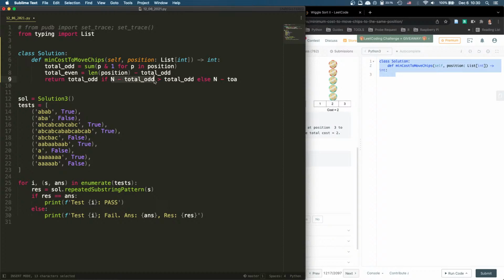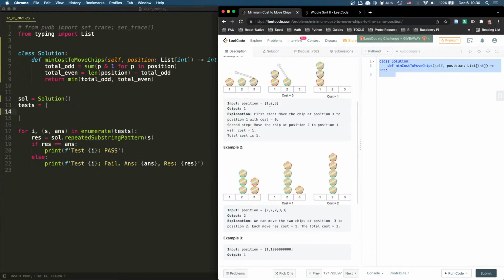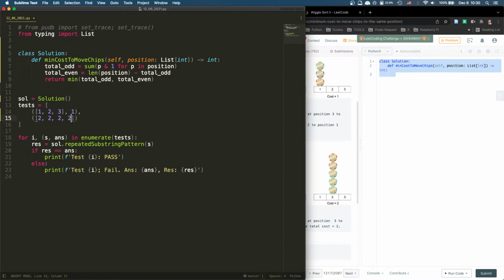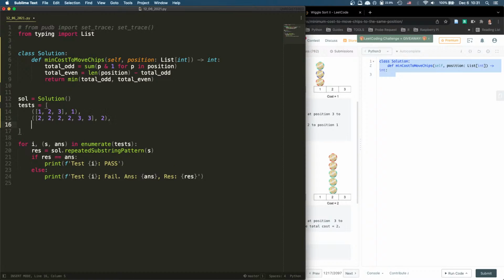say now we can just return the minimum of the two. Right, return the minimum of total odd and total even. Okay. All right, we'll go some test case. I have 3, which I think is right. 1, 2, 3. This one returns 1, right? 2, 2, 2, 2, and 3, 3. This one returns 2, and 1. Whatever this one is, will return 1. And here is position, and this is min cost move chips to the same position. Yep.